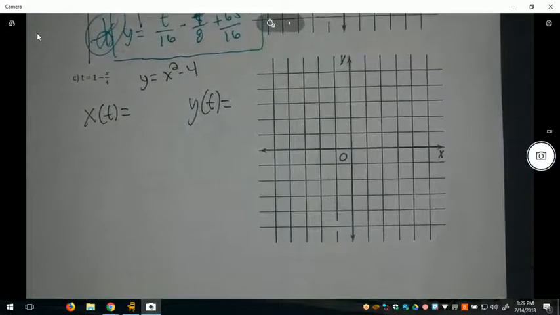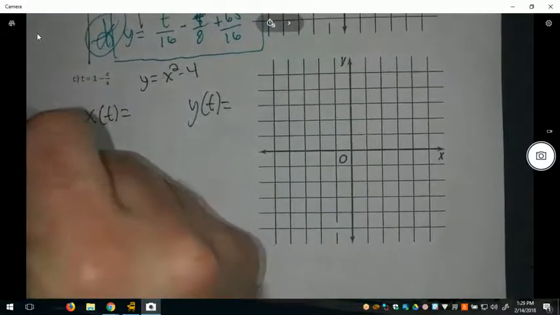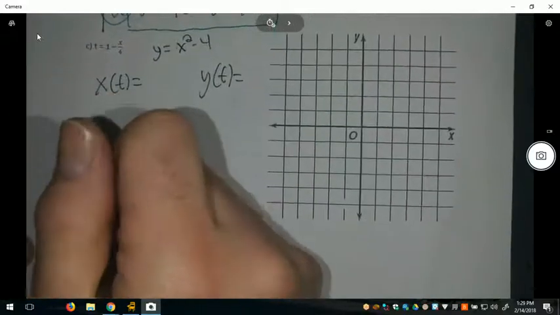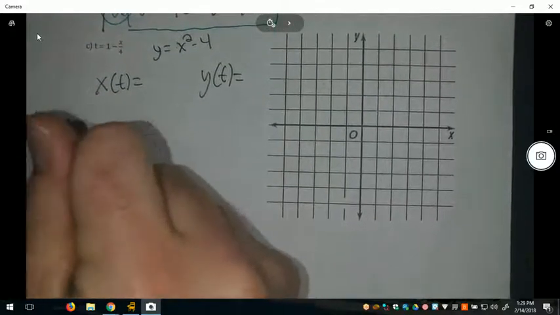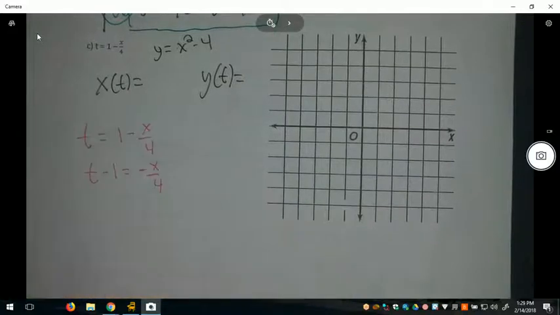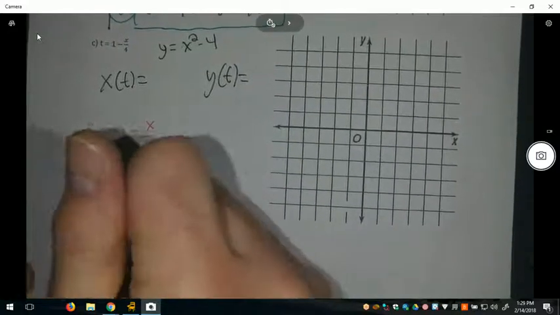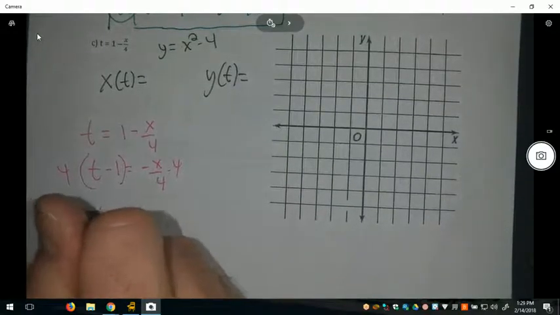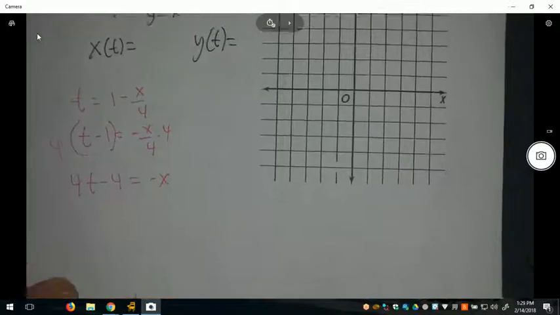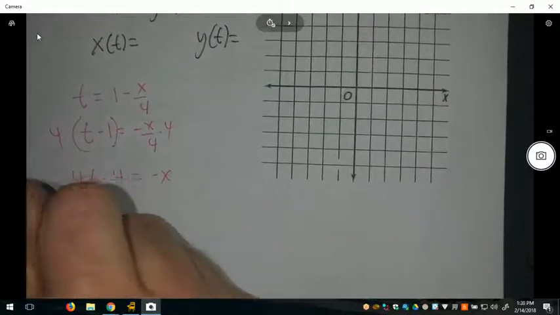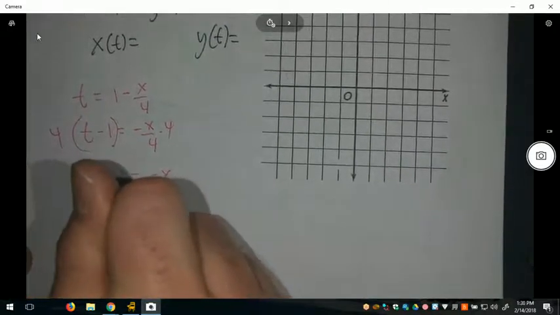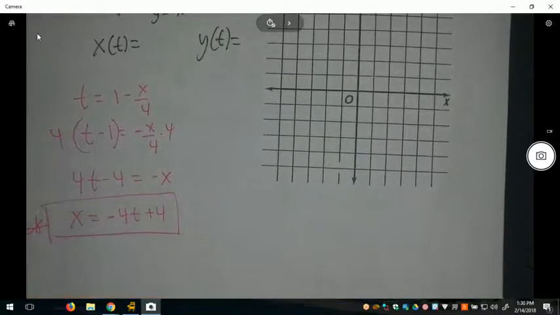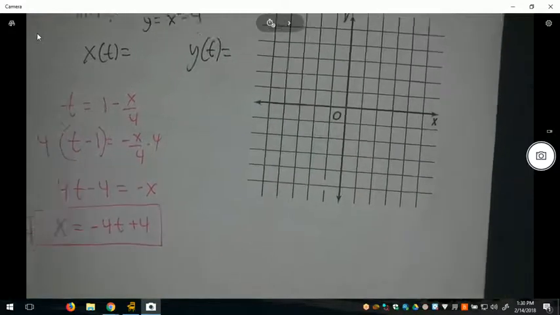Welcome back. So here we have, if you did this correctly, t equals 1 minus x over 4. You had to solve for x first. So you subtracted 1. t minus 1 equals the opposite of x over 4. You multiplied everything by 4. So that gave you 4t minus 4 equals the opposite of x. Solving for x, we get x equals the opposite of 4t plus 4. There is one of our parametric equations. We need the other one.